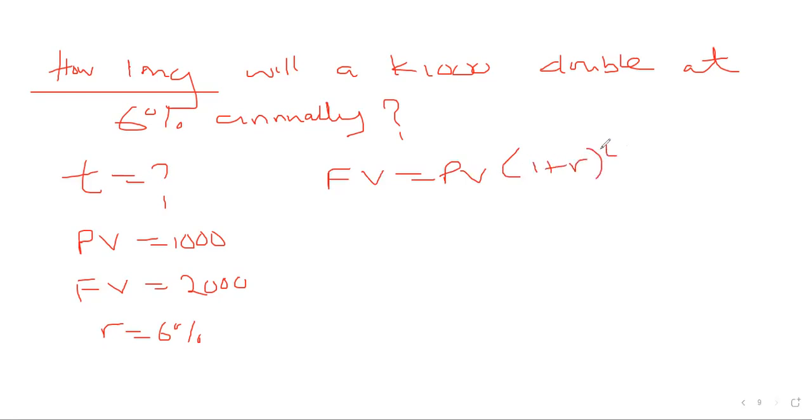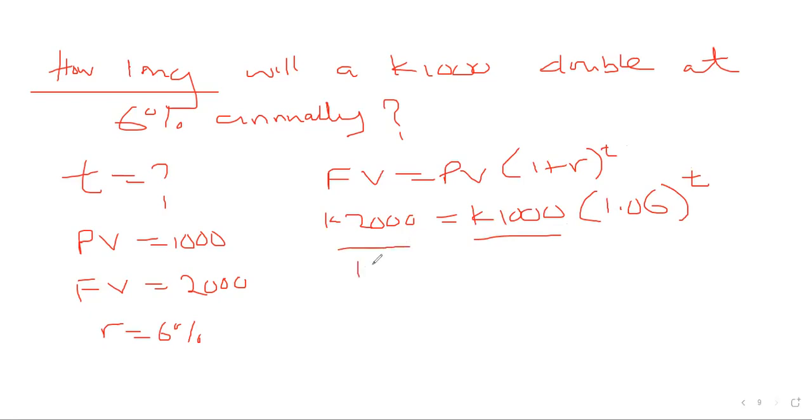time. So our future value in this case is 2,000. Our present value is 1,000. Our interest rate is 6%. Our time is what we are looking for. So we divide both sides by 1,000. So we're going to have a 2. And here we're going to have 1.06 to the power time.